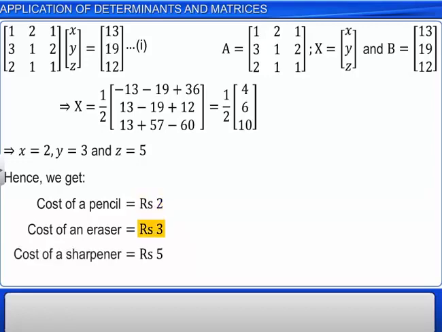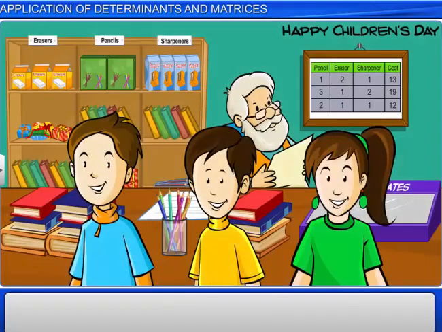After calculating the cost of each article, Ryan feels quite happy. He bought some pencils, erasers and sharpeners and went home happily.